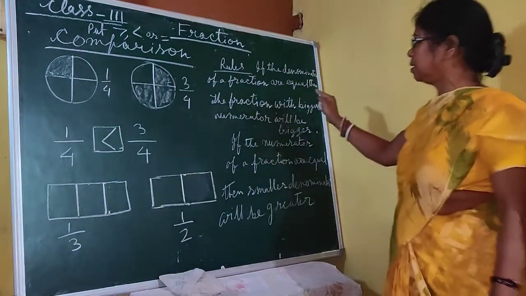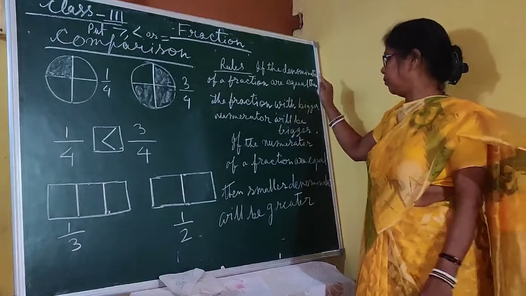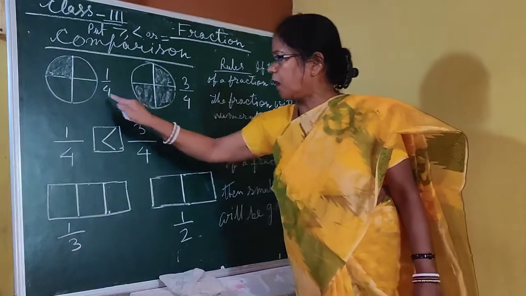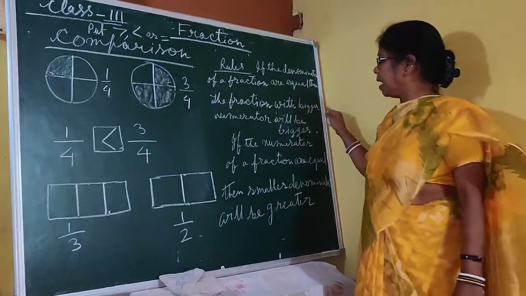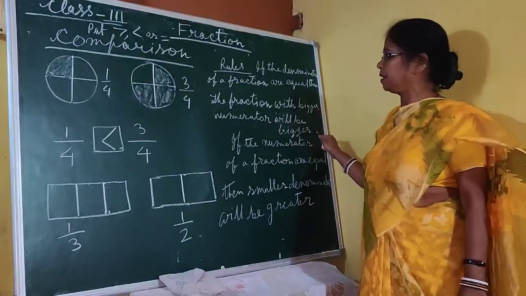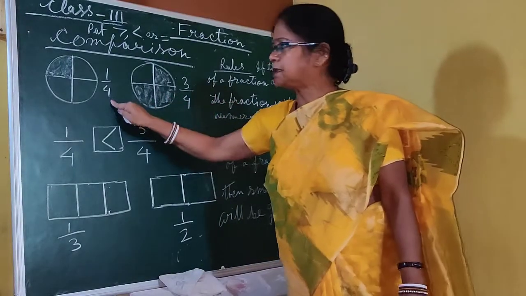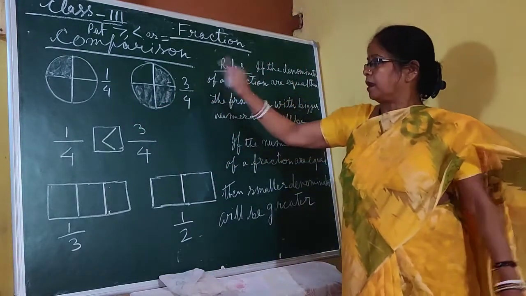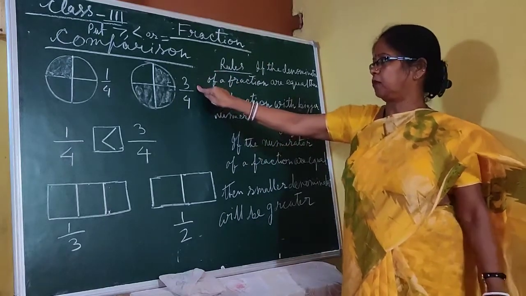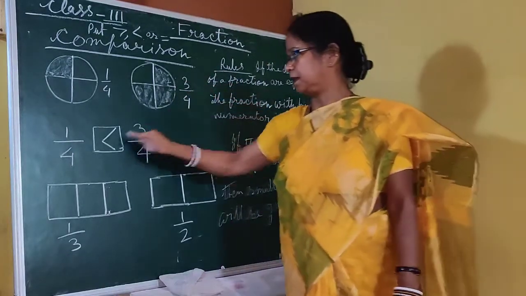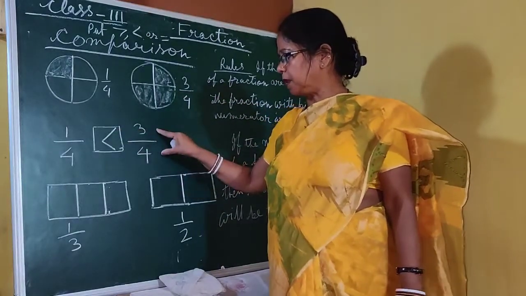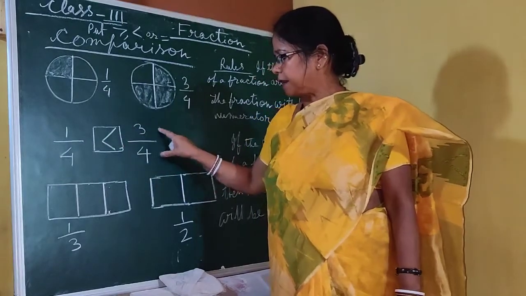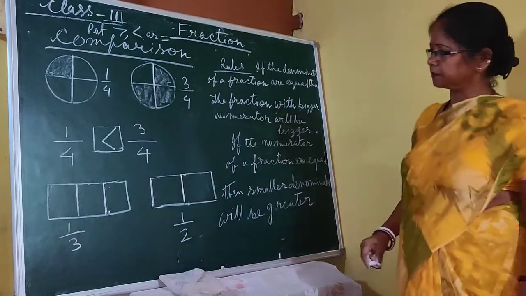And in the book it is written, if the denominators of the fractions are equal, then the bigger numerator will be the bigger fraction. The denominator means the number of parts. So if the denominators are equal, then how many parts you are getting is the numerator, and the bigger numerator will be the bigger fraction. So here, this is the bigger fraction and this is the smaller fraction. You have to put the sign with the mouth open on this greater side, the smaller sign.